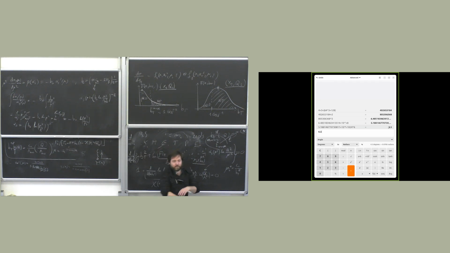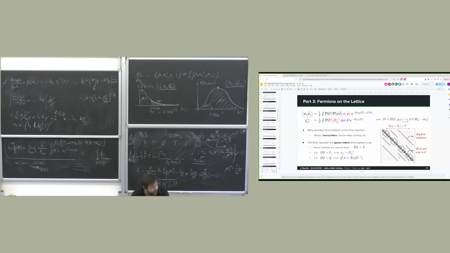It's something ginormous. You don't want to store this thing. You cannot store this thing. Okay, let's go back there. And this is for a small lattice. For a much bigger lattice, it's much worse. So how are we then going to compute the inverse of this matrix?